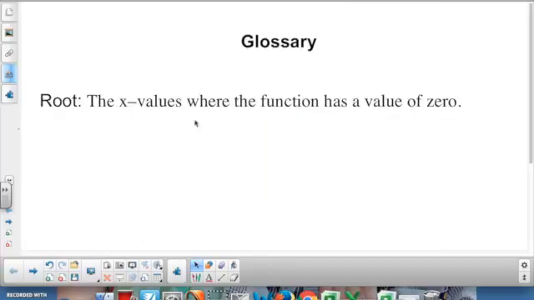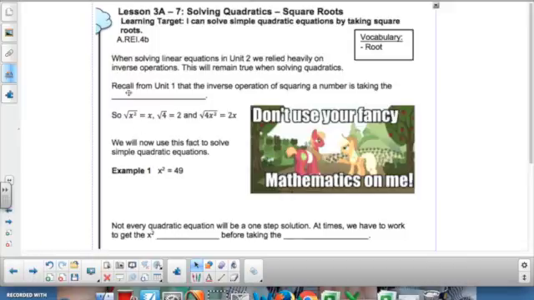A root is the x values where the function has a value of 0. So that's going to be basically the place where it crosses the x-axis. We're going to look more into that when we graph in 3B. But I just wanted to introduce it because we are going to be throwing this word root around a lot. So basically we're looking for the place where this function crosses the x-axis. Okay? So let's go back and get into the notes.